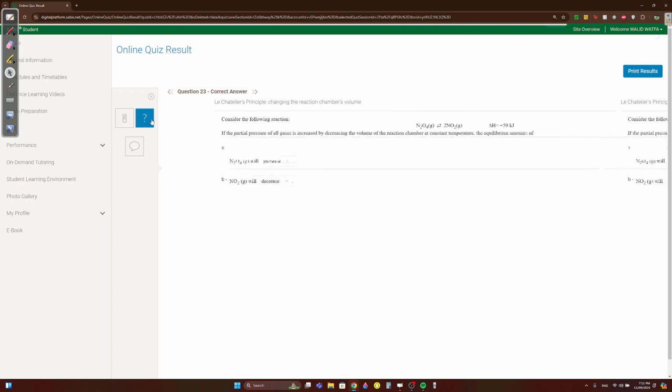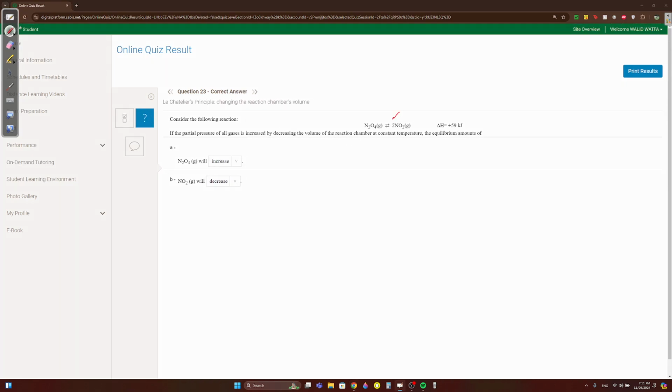Question 23. We have N2O4 producing 2NO2, delta H is positive, and so on. If the partial pressure of all gases is increased by decreasing the volume, what will you have to do? We're going to go to the side with fewer gaseous moles. Memorize it: when you decrease total volume, you increase total pressure, and to counteract it the system has to decrease total pressure, and that is done by going to the side with fewer gaseous moles.